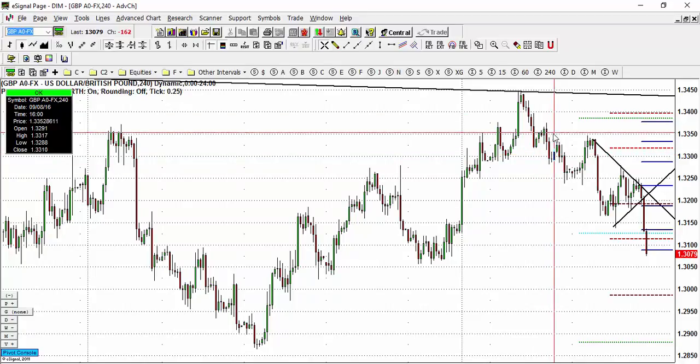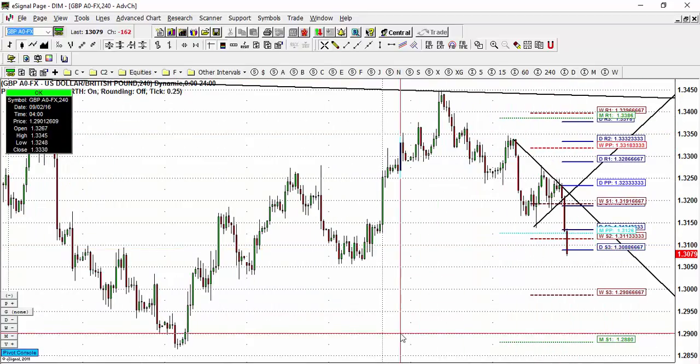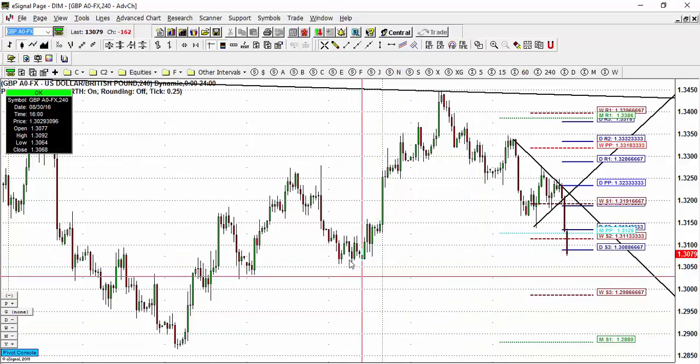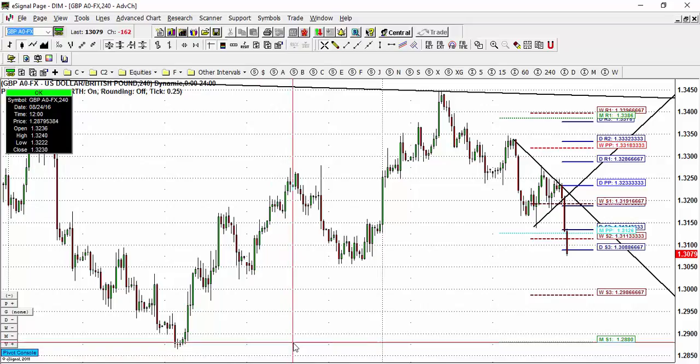Thank you very much for listening, and we'll continue to monitor this trade into next week, especially with the British pound. Look for some support in the 130.50 area and longer term support at 128.50.